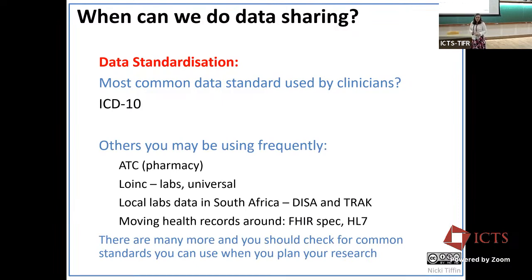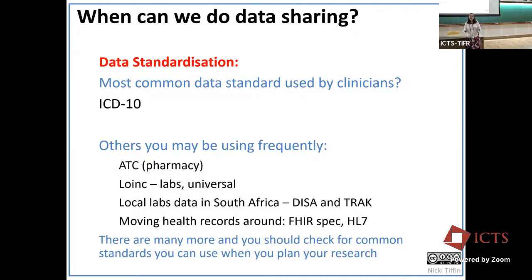Others that you might use frequently, but now I'm not so sure. Does anyone work with pharmacy data and use ATC coding? It's a standardized way to capture the names of standardly used medications. It's like a universal dictionary of this is how we name these things. LOINC codes are for labs, laboratory data. The LOINC codes are a universal standard that people use.